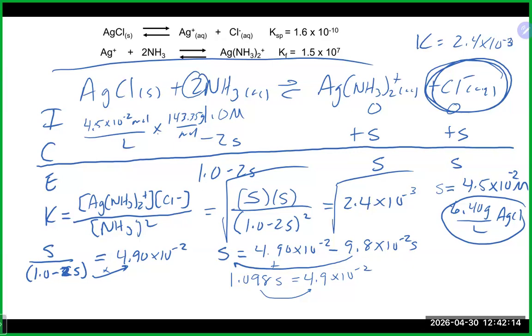So that is why what we see with our KF values, if they're really large, it definitely indicates that it is a favored situation. If you have a good ligand and a nice metal, they're going to want to definitely come together to make that complex ion. And again, as you can see in that calculation, almost a ton more could get dissolved in ammonia than you could in just water.